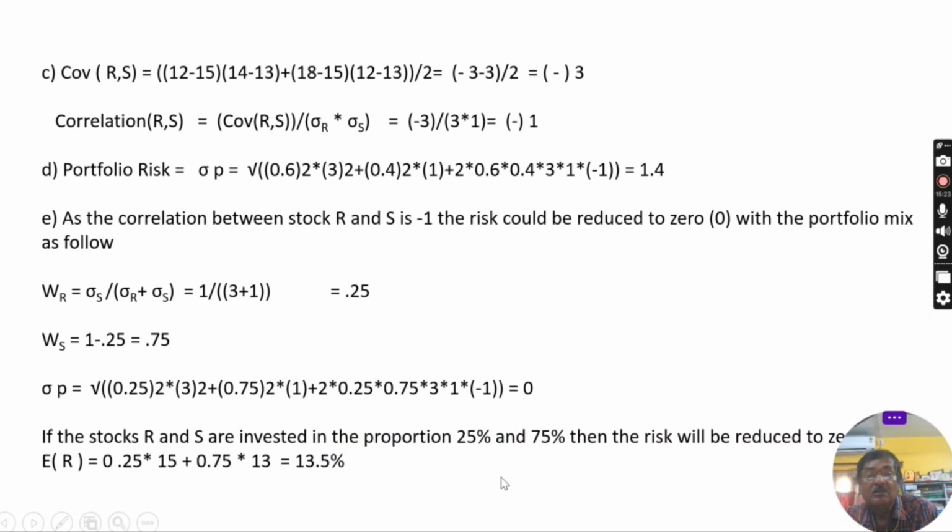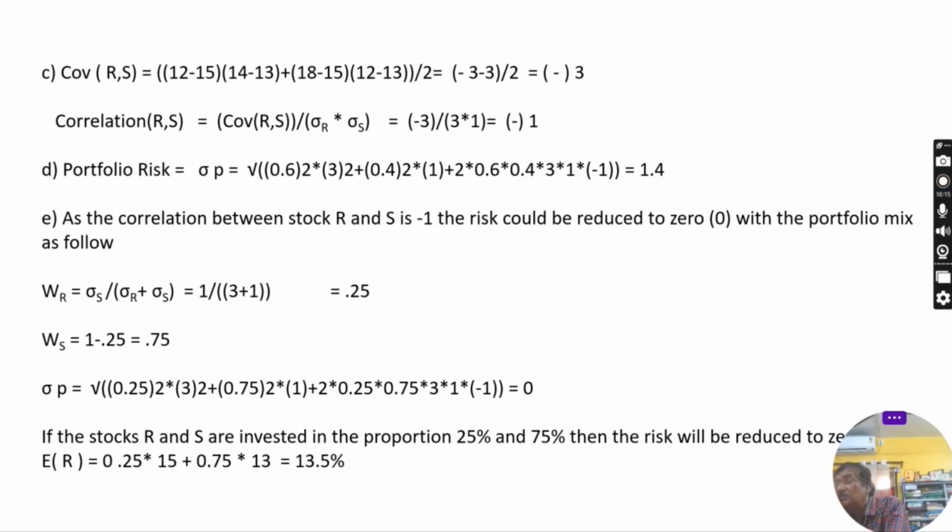So in this way you can find out the weightage, how you can reduce the risk even to 0. That means if in the exam the standard deviations for two stocks are given, and it is also mentioned that the correlation coefficient between the returns of the stocks is -1, then you can find out the best mix-up, that is the reduction of risk even to 0, by this process.